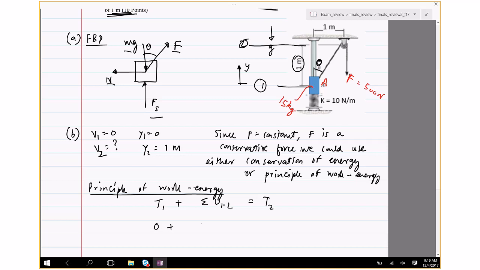So there is mg, acting for a distance of 1 meter. The question is, what's the sign on the work done due to that? Let's see. mg is down, and the block moves up. So yes, it's negative. Then we have F spring.